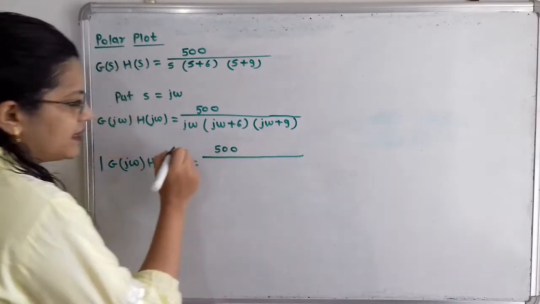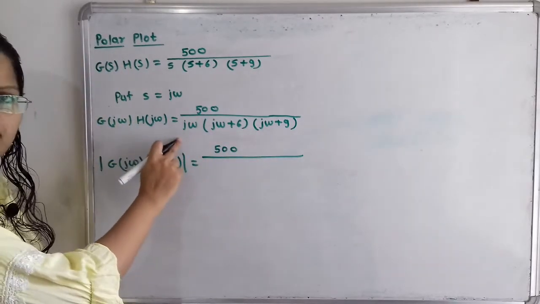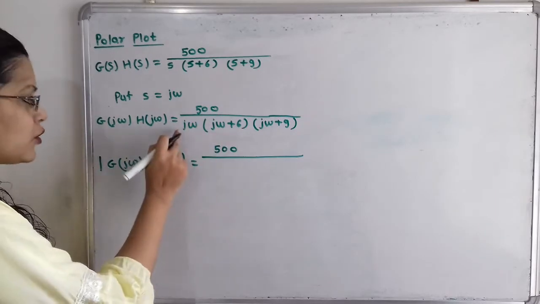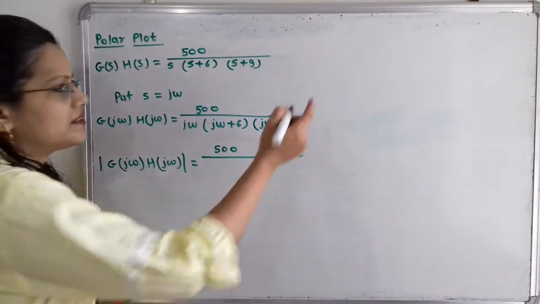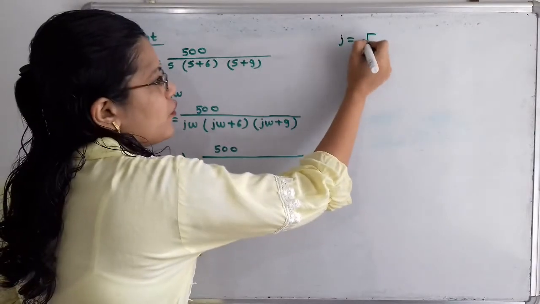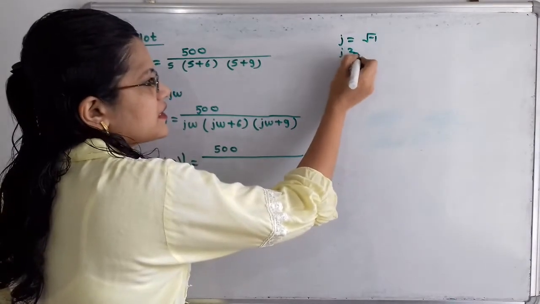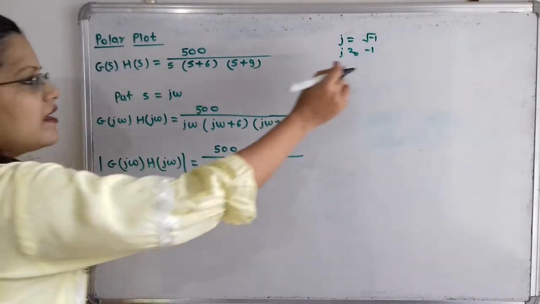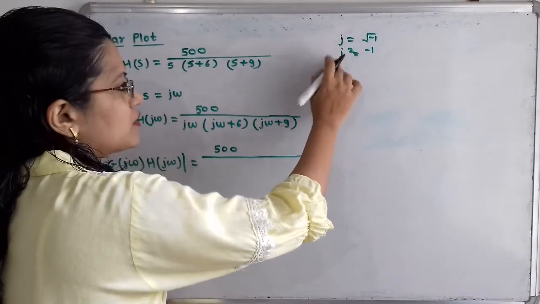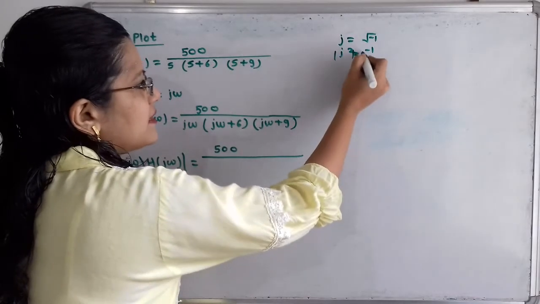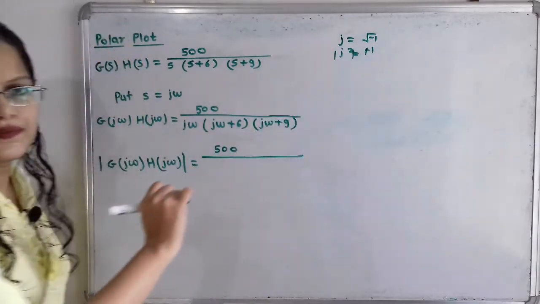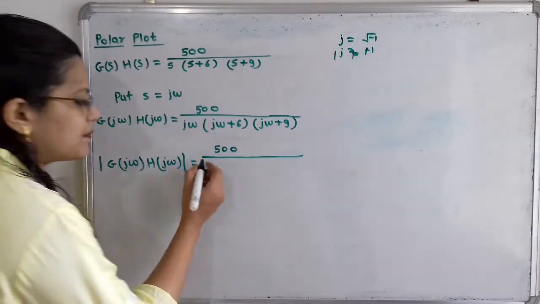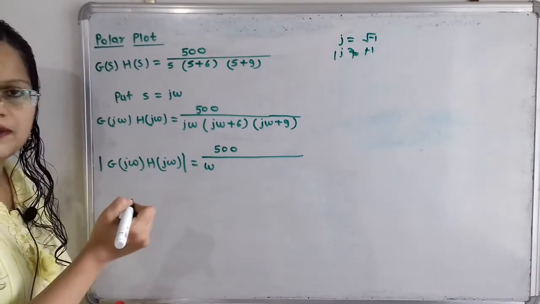So 500 divided by. Now if I take square root of j square omega square, here j means what? j means under root of minus 1 and j square is equal to minus 1. But here we have taken modulus. So we will ignore this minus 1 because if I take modulus then it will become plus 1. So here under root of omega square, that means omega. So I will write simply omega.